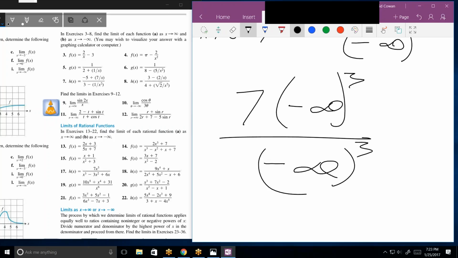Okay. About 18. 18 would be 9 over 2. Correct. 19. 19 would be 0 because there's a bigger exponent on the bottom. 20. 20a.